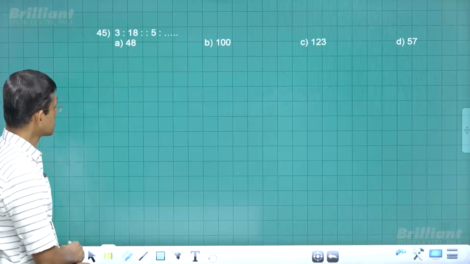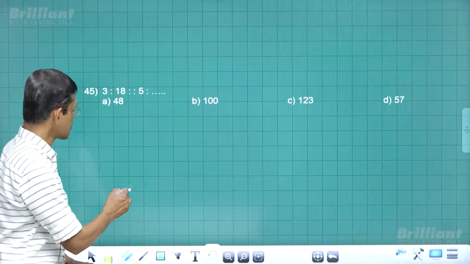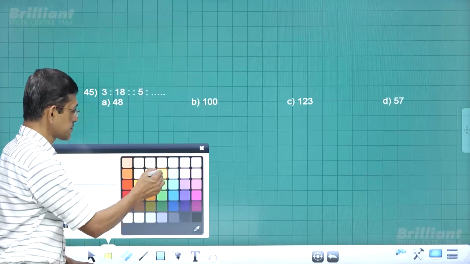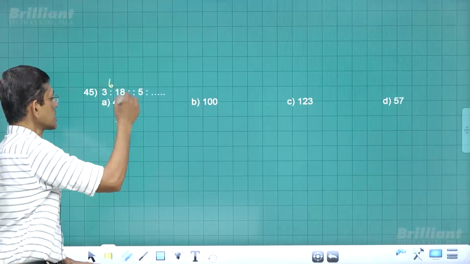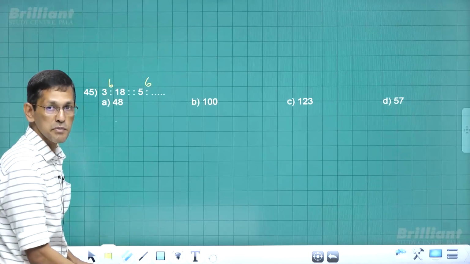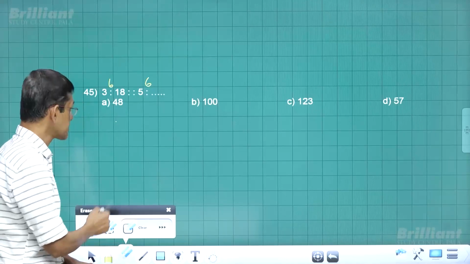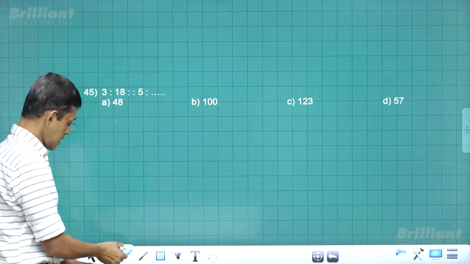Now next question. 3 and 18. What is the connection? 3 into 6 is 18, so 5 into 6 is 30. So if you have an answer choice 30, that would be the perfect answer. But we don't have such an answer. So what is the next possibility? Anything else?